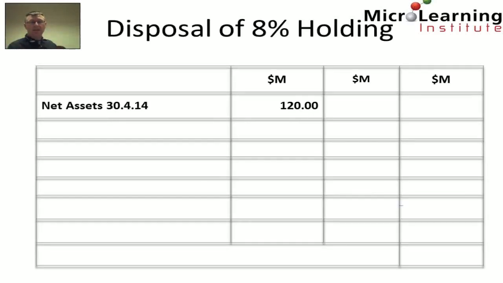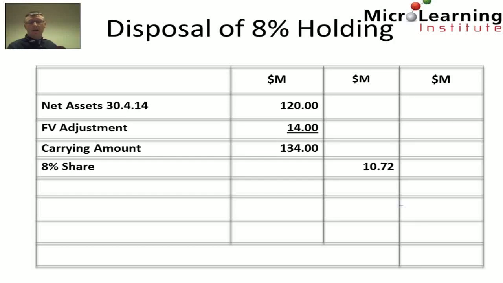So the net assets of Nathan at the date of disposal of the 8%, we're told in the question, is $120 million. There's a fair value adjustment here, of course, that we initially recognized in relation to non-depreciable land, giving us a carrying amount of all of Nathan of $134 million. The 8% share then is valued at $10.72 million, and you might also remember that we recognized goodwill in the carrying amount of Nathan.